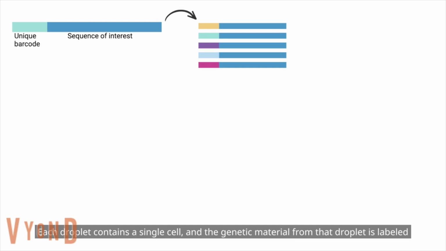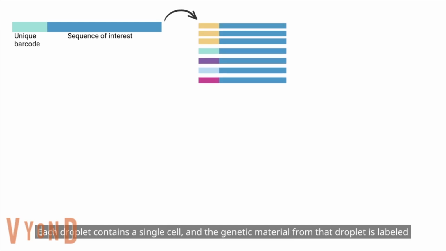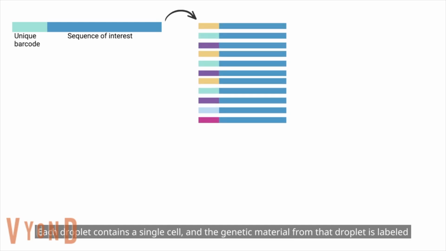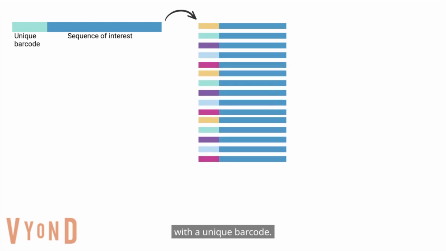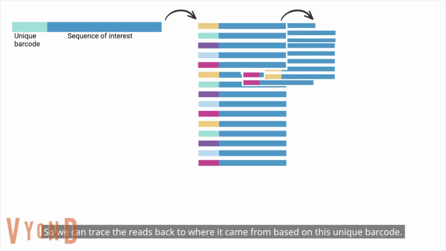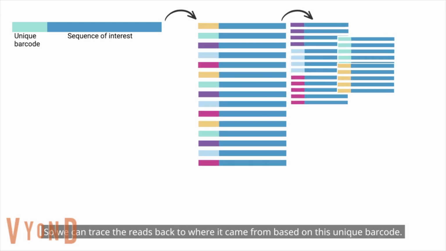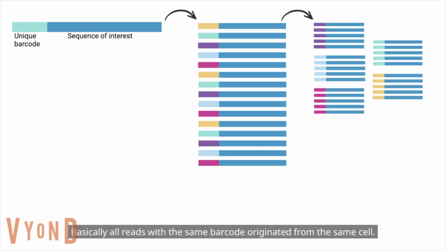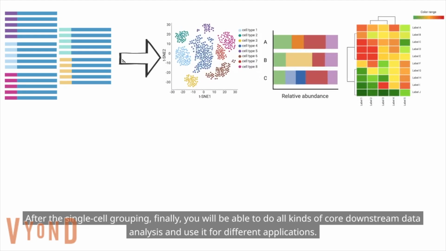Each droplet contains a single cell, and the genetic material from that droplet is labeled with a unique barcode. So we can trace the reads back to where they came from based on this unique barcode. Basically, all reads with the same barcode originated from the same cell. After the single cell grouping, finally, you will be able to do all kinds of cool downstream data analysis and use it for different applications.